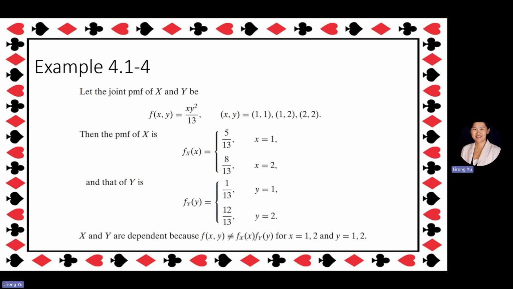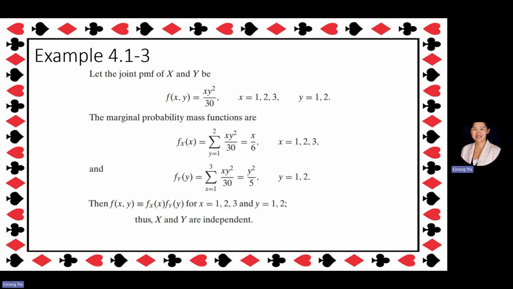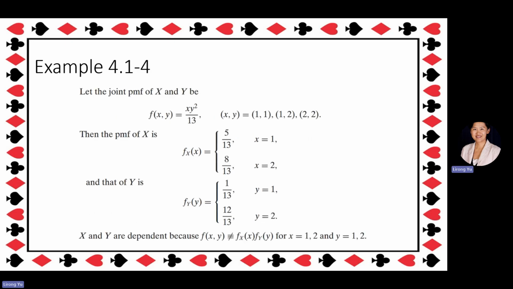So this is another one where they're not independent. In this case, we didn't even sum, we didn't let x go free between the variables. We are picking out only 3 points: (1, 1), (1, 2), (2, 2). And we give the probability equal to x times y squared over 13. There's really only 3 probabilities there.